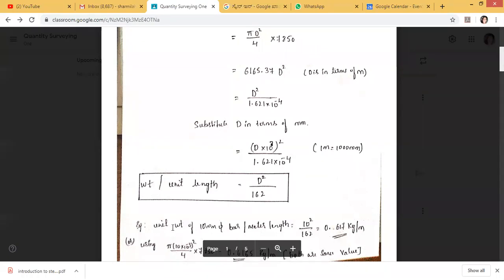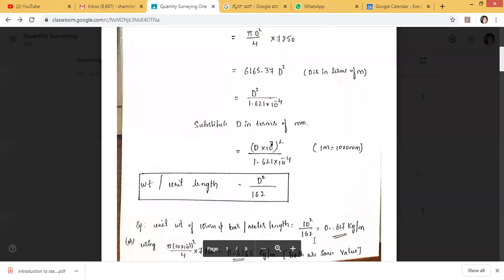Let us take an example. Let us find out for 10 mm dia. Here it is d square by 162, so 10 square by 162. Here I am substituting in terms of millimeter only, because I have converted this formula for millimeter only. So 10 square by 162, you will get 0.617 kg per meter.